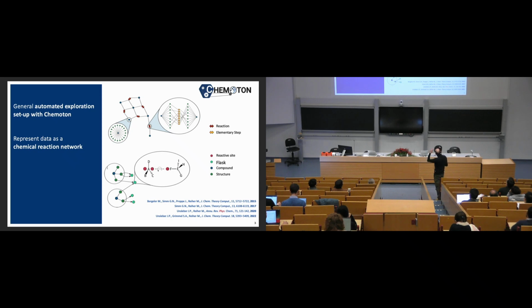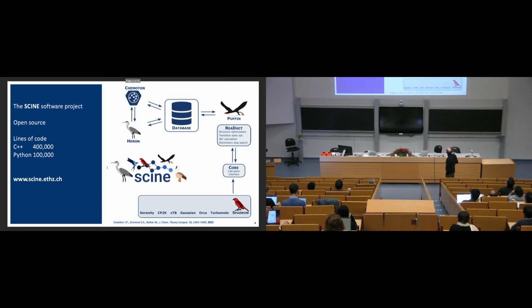We want to elucidate these networks automatically, because there's no way that you can do that by hand. And that comes with certain constraints. We do that with software that we have developed in the last 6 years or so. You see how big the project is. We call it the Science Software Project. It's open source, free of charge. It has various modules. These modules are standalone modules and they also work together.